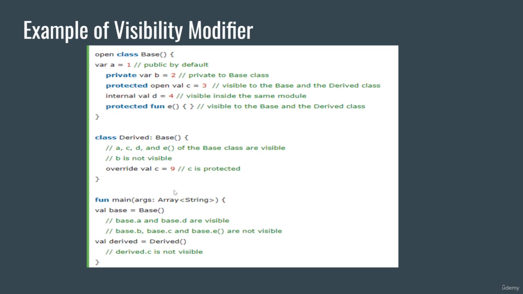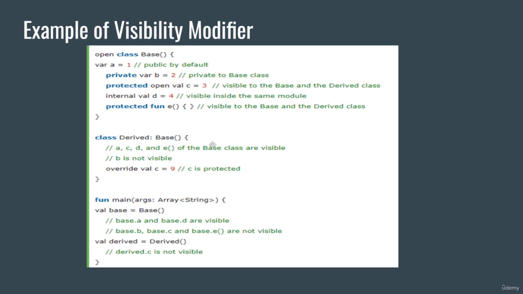All right, and then we have the val derived object. And here we're trying to access C, but C is not visible. Why is that? Well, because we are inheriting our value C, we're overriding that value C, but it's still going to be protected. So C is not visible.